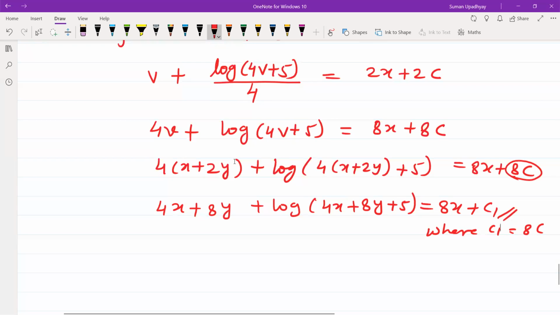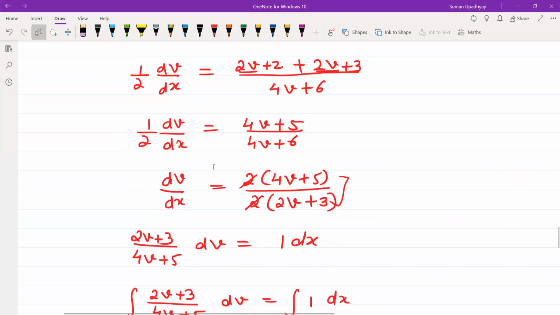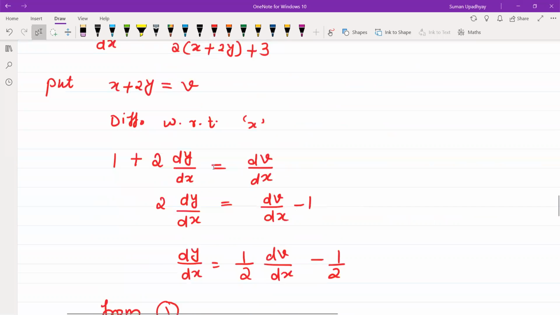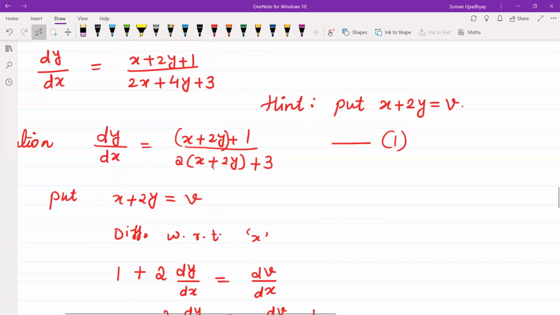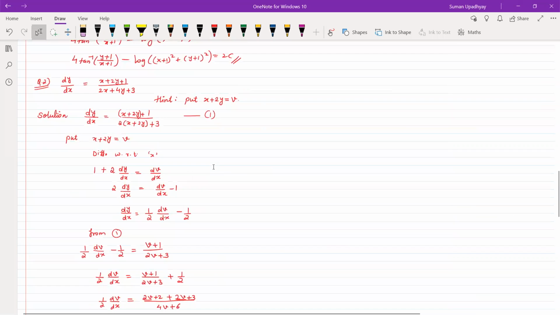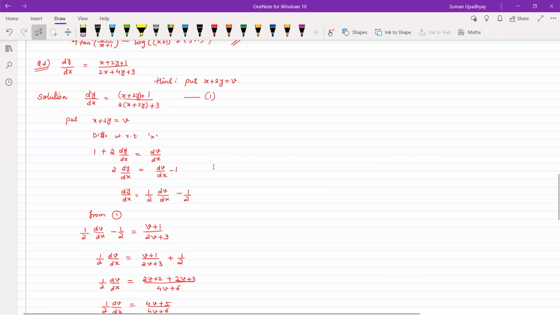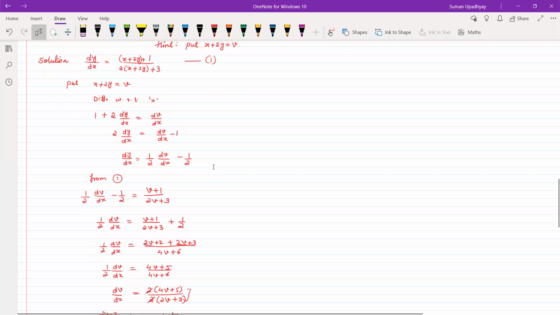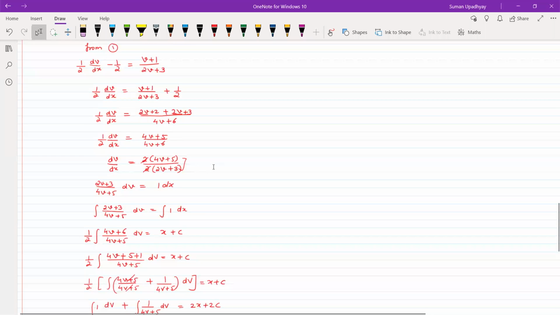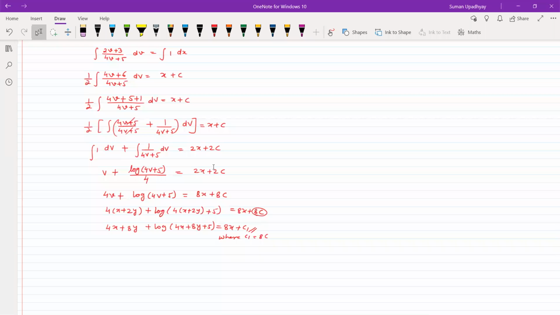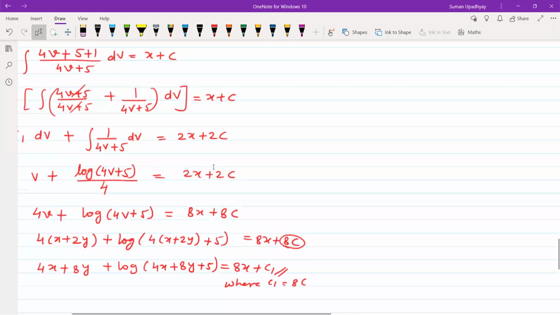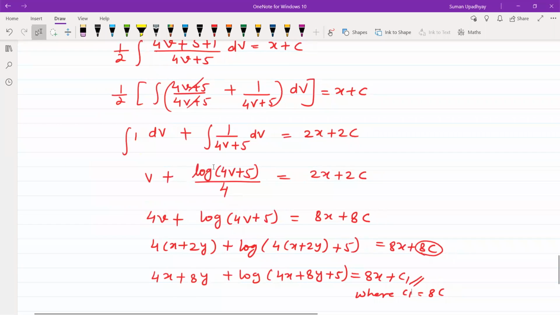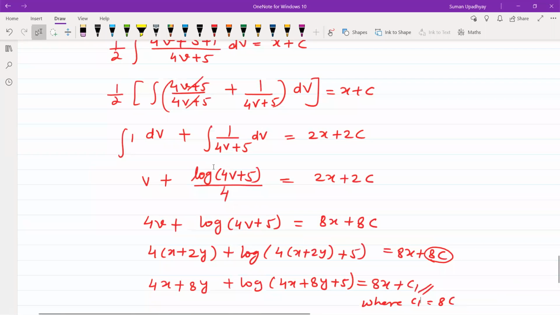Any difficulty in understanding this problem, kids? It was very easy. So you just go through it once. How did I solve this problem? In the numerator there was x plus 2y, and in the denominator there was 2x plus 4y. So there was a common term x plus 2y that I substituted as v. Then I differentiated it, then separated them, then integrated them, and I got the final answer. Is this fine now, kids?